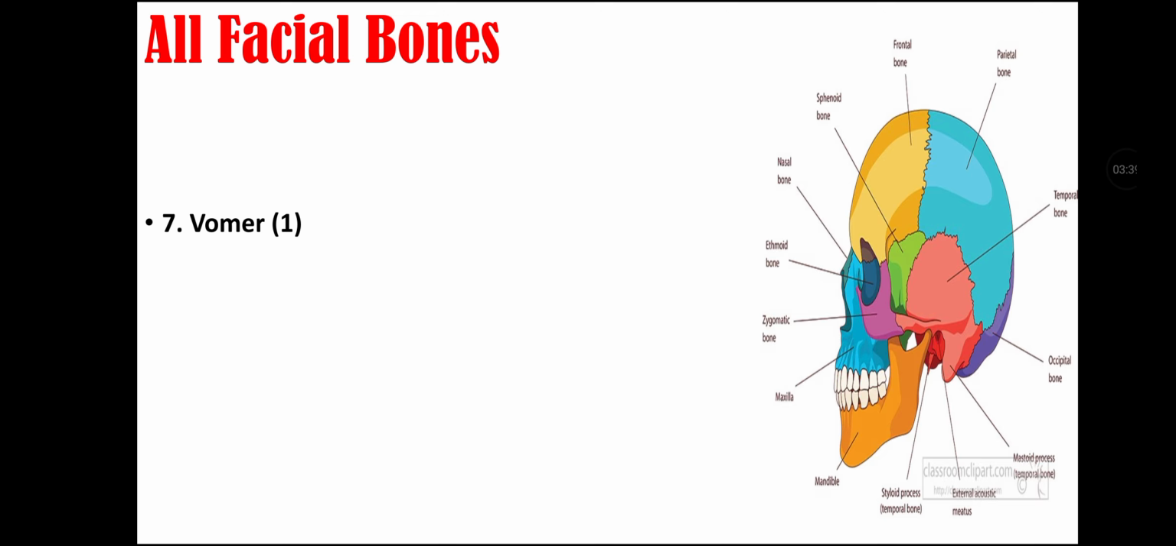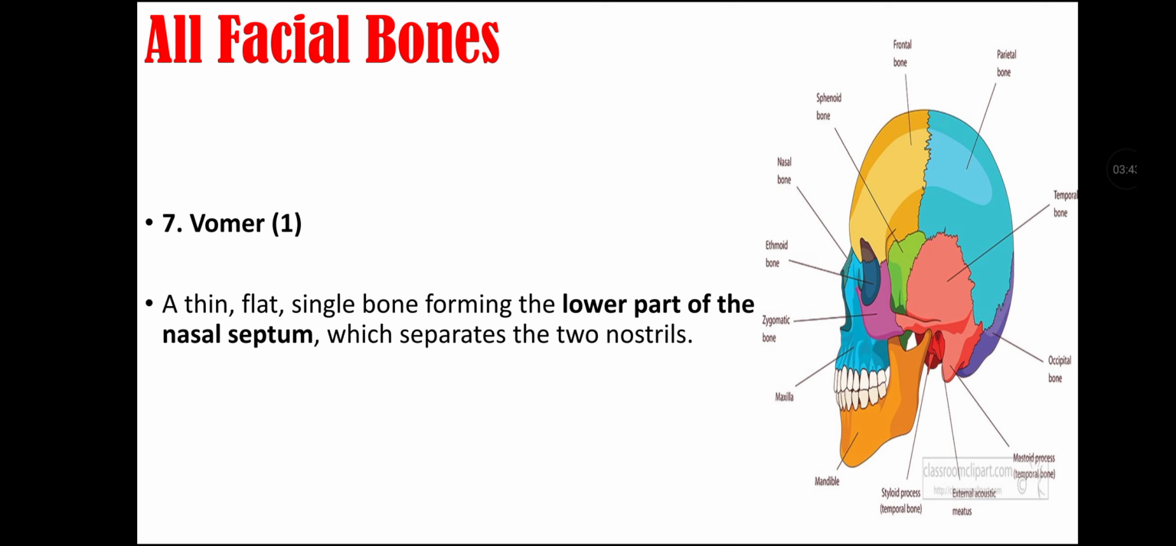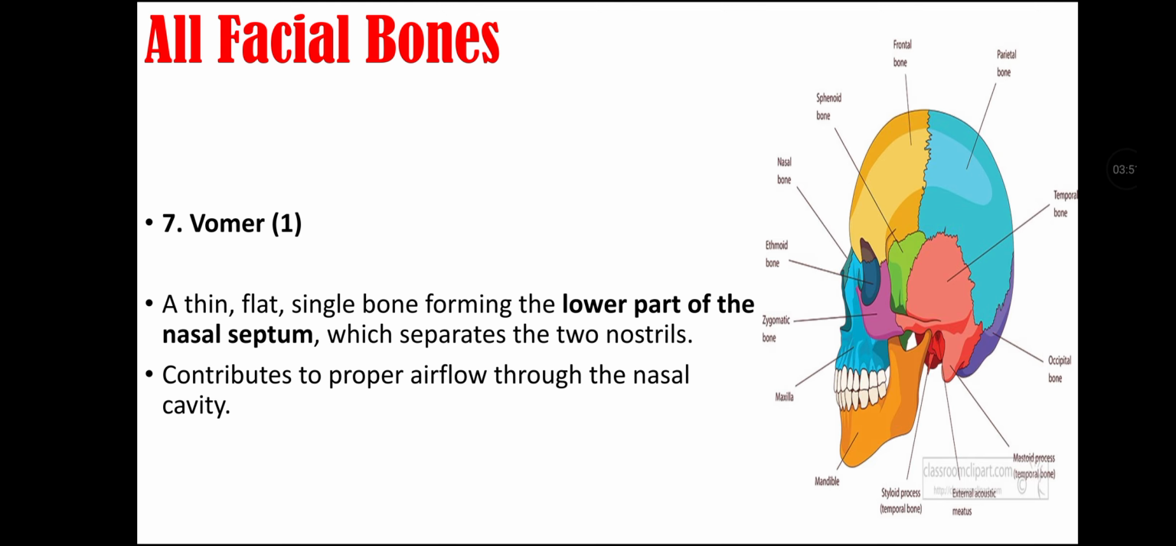Next facial bone we have is the vomer, that is an unpaired bone, that means there is one vomer in every skull. It is a thin, flat, single bone that forms the lower part of the nasal septum which separates the two nostrils. It contributes to proper airflow through the nasal cavity.